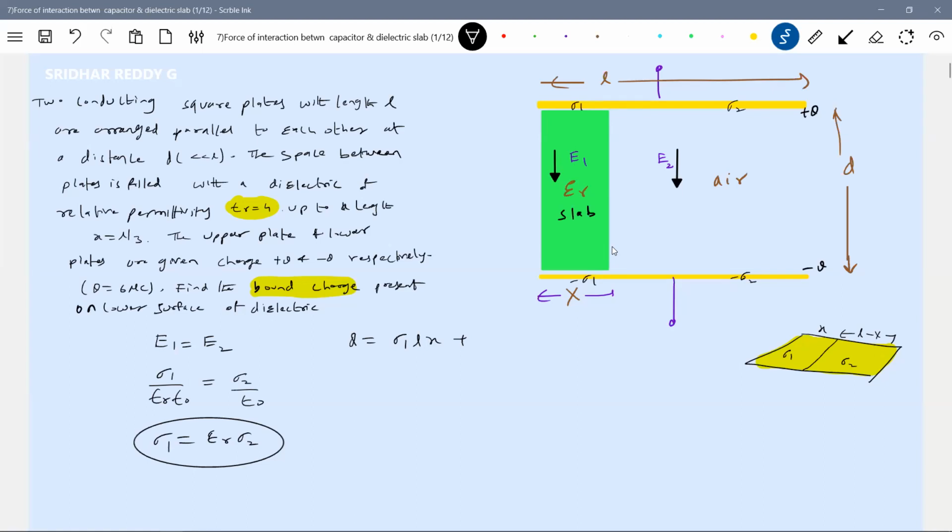The total charge on this plate should be equal to Q, and what should that be equal to? This is L. I'm talking about the upper plate here. The total charge present on this plate is equal to Q. That is equal to sigma 1 into L into X, plus sigma 2 into L into L minus X. I think this particular diagram is going to really help you a lot. Then we will go for what is sigma 1, epsilon R into sigma 2 L X, sigma 2 L square.